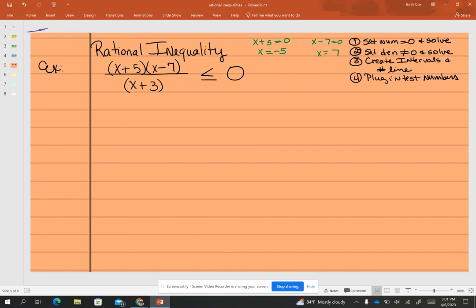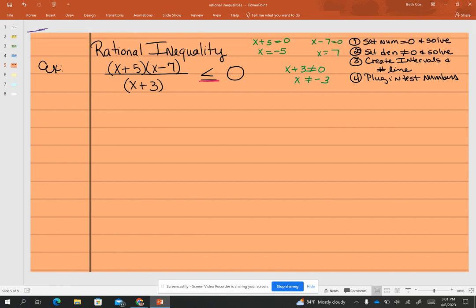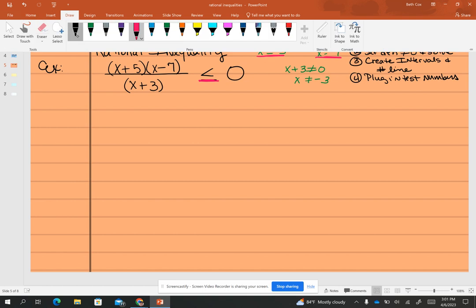Now the denominator. Set the denominator not equal to 0 and solve. So x plus 3 cannot equal 0. Subtract 3 on both sides. x cannot be negative 3. Again, we have an equals on the numerator, so these are going to be solid circles or brackets. Right, I'm going to draw my number line.